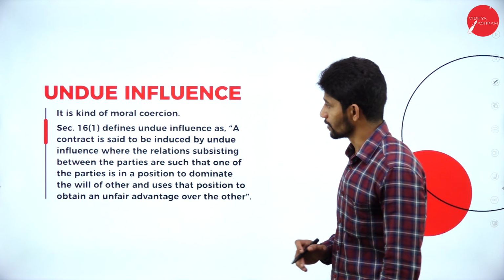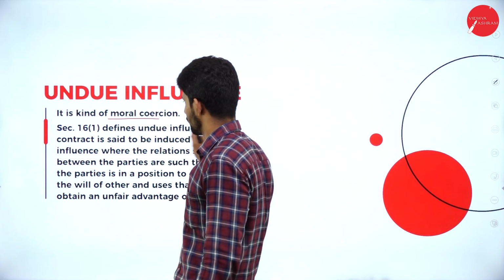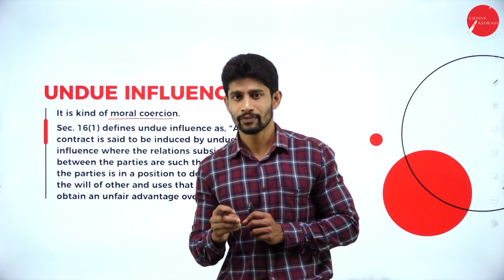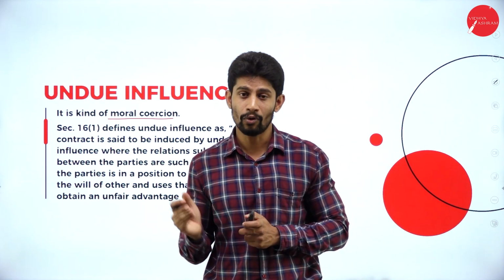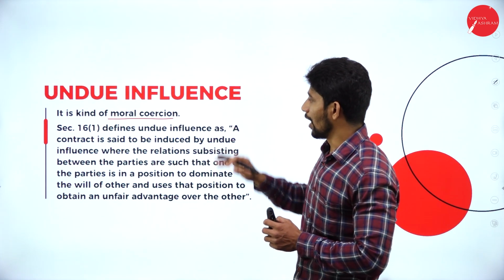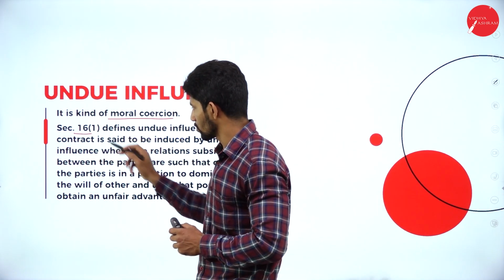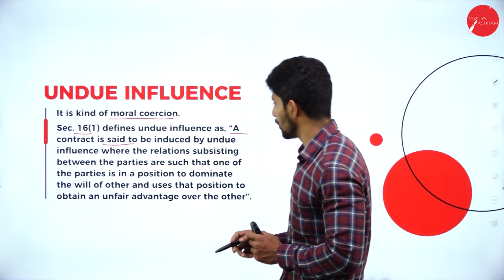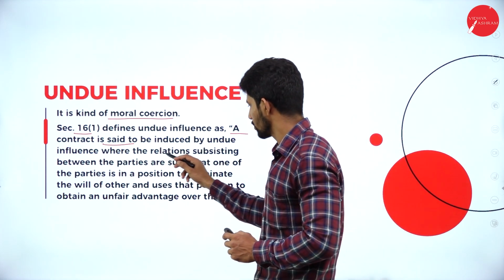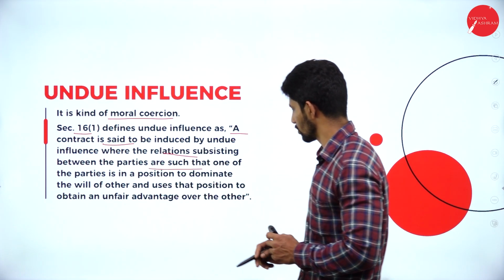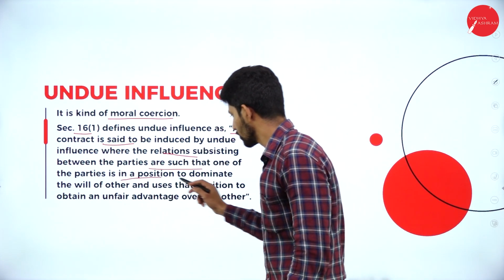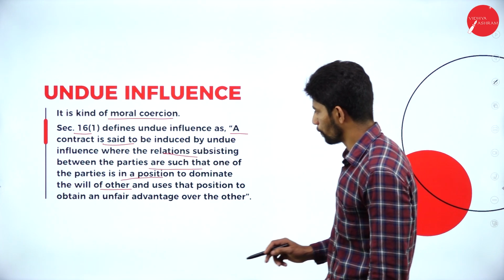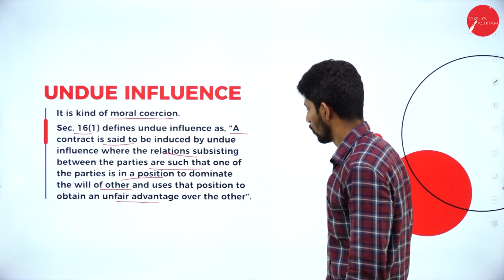Next, undue influence. What is this undue influence? It is a kind of moral coercion. That means just by knowing their weakness, we are going to force them morally. That is called moral coercion. Section 16, subsection 1 defines undue influence: a contract is said to be induced by undue influence where the relations subsisting between the parties are such that one of the parties is in a position to dominate the will of the other and uses that position to obtain an unfair advantage over the other.